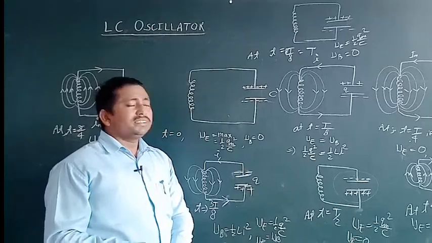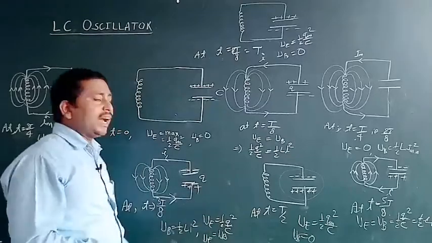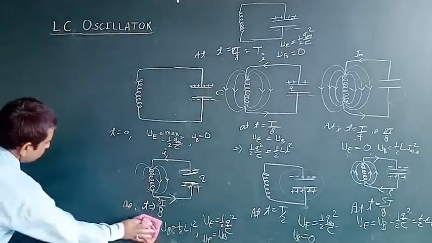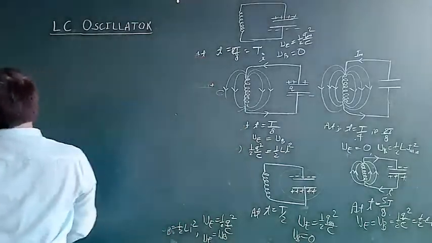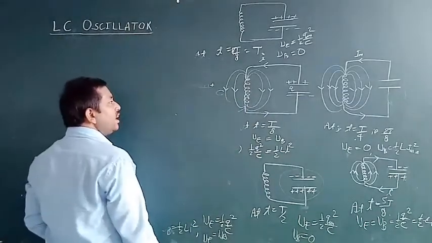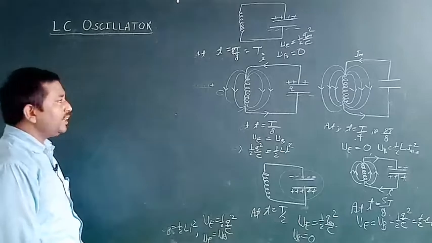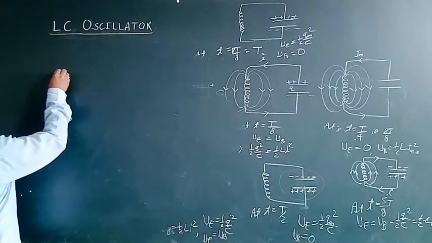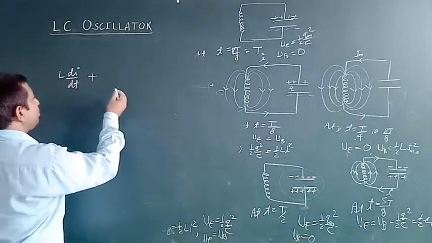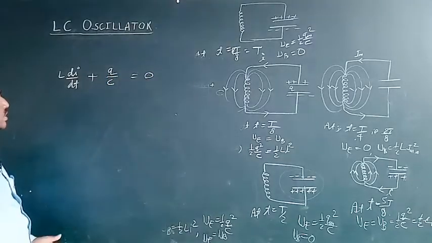Now let us talk about a few concepts related to the LC oscillator. Let us talk about resonance in the LC circuit. It means, what is resonance in an LC oscillator? If we write the equation for the LC circuit, suppose that at any instant of time t, the charge present across the capacitor is Q and the current flowing through the inductor is I. Then the potential across the inductor is L di by dt, and the potential across the capacitor is Q by C. So this sum will always be equal to 0.